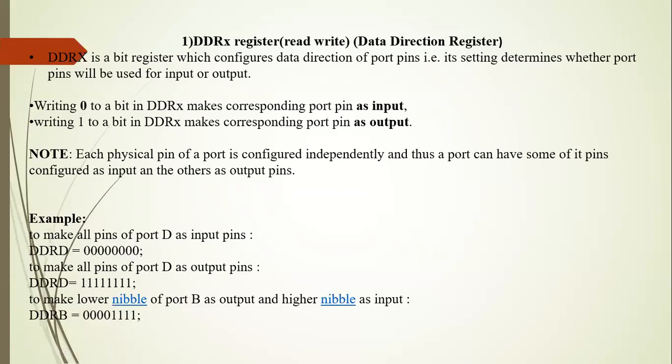And if we want, for example, the lower nibble, that means the lower four bits of port B, as output and the higher as input, then the bits of DDRB will be 00001111, and so on. So to sum up, this data direction register is used to specify whether the pins will be working as input or output.